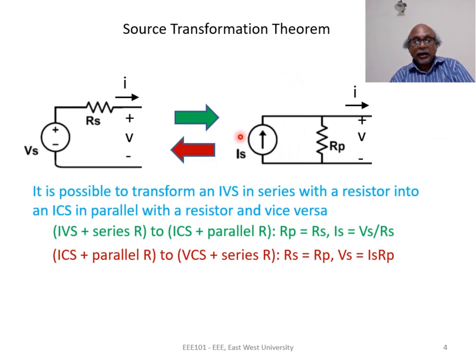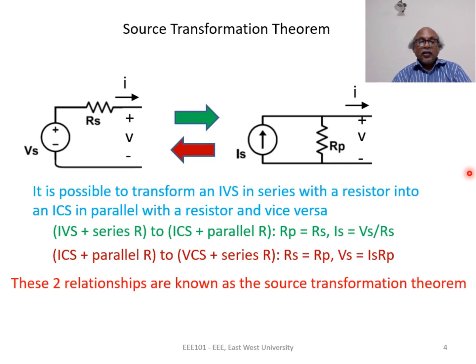It is also possible to do the transformation in the opposite direction. Now we have a current source in parallel with a resistance. That means the value of Is and Rp are known. We want to transform it into an equivalent voltage source and series resistance. We want to know Vs and Rs. Again, using the same knowledge, we can say Rs and Rp are equal and Vs is equal to Is Rp. So these two relationships, transforming from left to right or from right to left, are collectively known as the source transformation theorem.